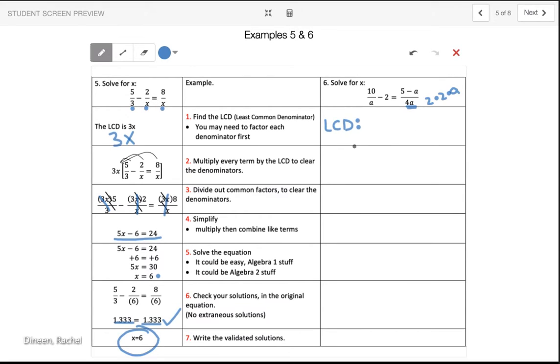So my LCD, I first list my first denominator, which is a. Then I look at my second denominator. 2 is not already there from the first denominator. All right, the second 2 we also need to include because it's not there from the first. But the a is already there from the first denominator, so I do not include it. So my LCD is 4a.